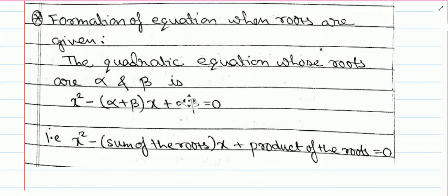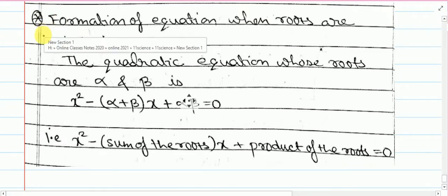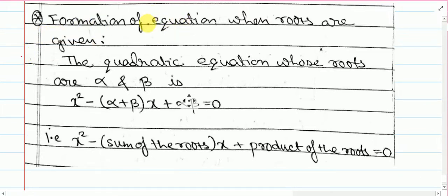Okay children, so now we will see the next topic, and here we will discuss how to form a quadratic equation, formation of a quadratic equation when roots are given. In class 10 a quadratic equation was given, and we used to find the roots. But now here we are going to do the reverse. Roots are going to be given to you and you have to find the corresponding quadratic equation.